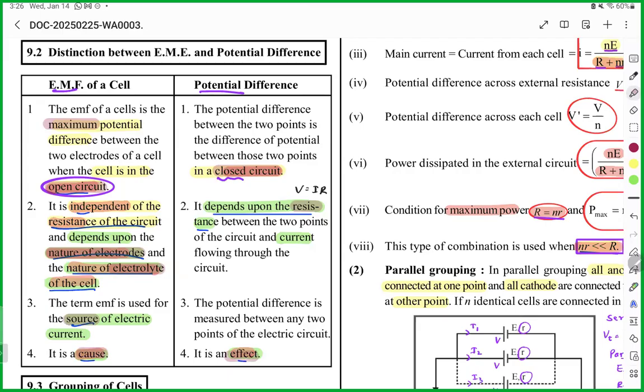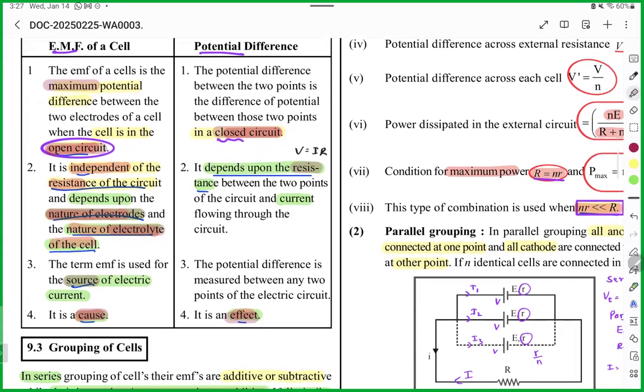So EMF occurs in the open circuit. It is the maximum value and the source of the current. That's all. Potential difference in the closed circuit depends upon the resistance, and it is the result of EMF. Got it? Result of EMF.